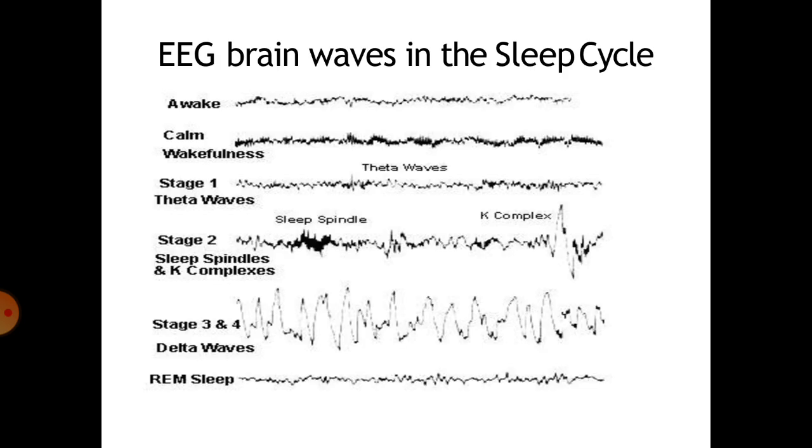This is the EEG brainwaves in the sleep cycle. Awake, calm, stage 1, stage 2. Stage 1 has theta waves, stage 2 has sleep spindles and complexes, stages 3 and 4 have delta waves, and then REM sleep.